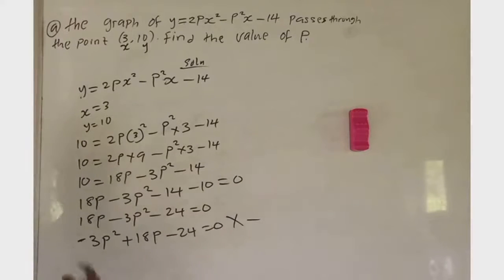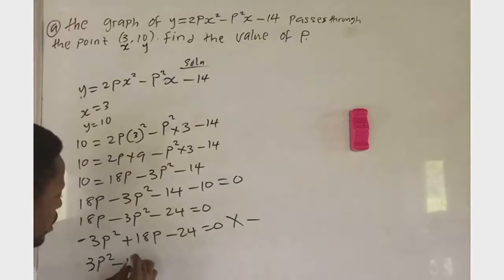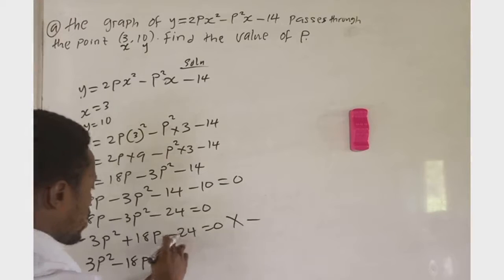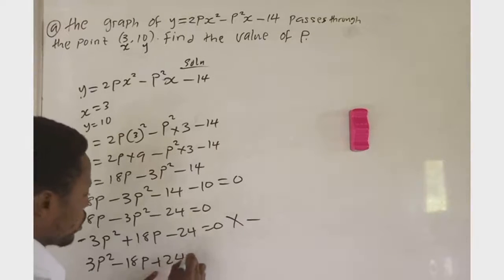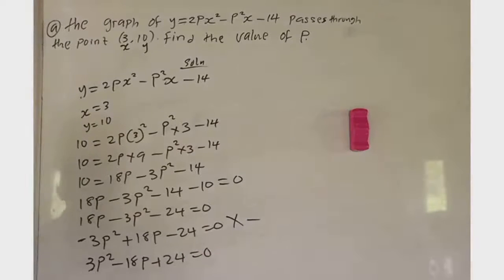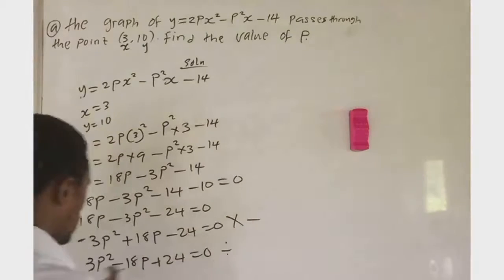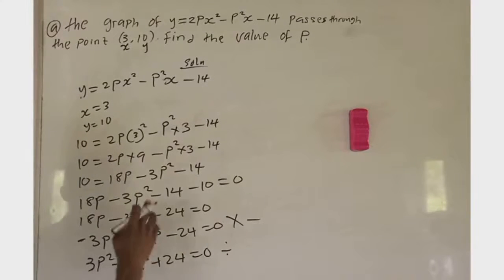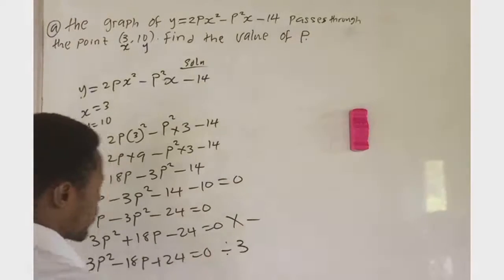Minus times minus gives plus, so we have 3p squared. Minus times plus gives minus 18p. Minus times minus gives plus 24, equal to 0. Looking at this, we have 3, 18 and 24, and 3 is common to all of them. So it means we divide both sides by 3.